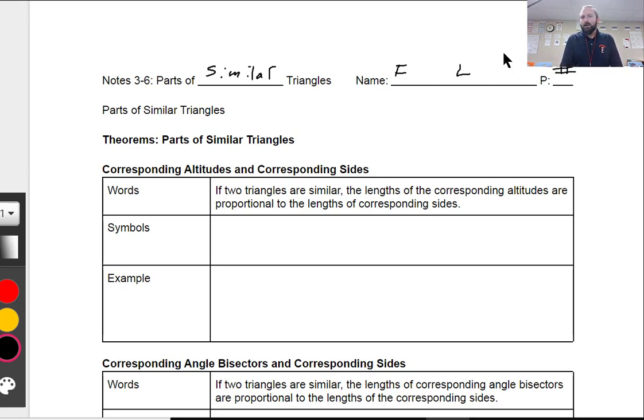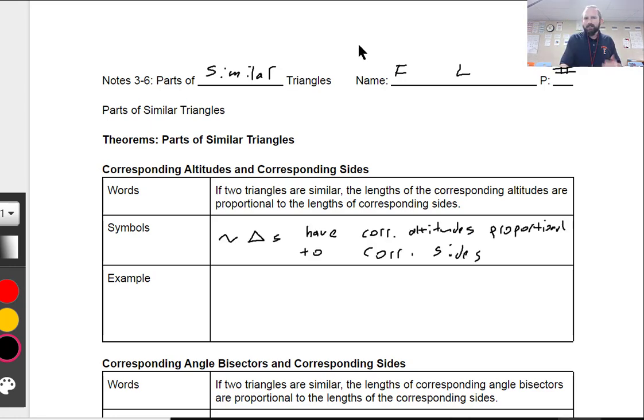We're going to be talking about a couple theorems. Corresponding altitudes and corresponding sides. If two triangles are similar, the lengths of the corresponding altitudes are proportional to the lengths of the corresponding sides. Let me draw that as a symbol. Similar triangles have corresponding altitudes proportional to corresponding sides. Now let's draw an example of this.